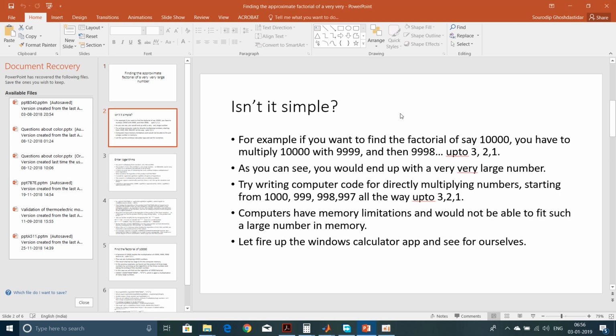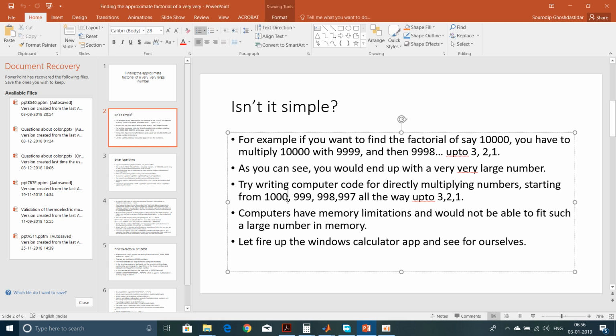So isn't it simple? For example, if you want to find a factorial of say 10,000, you just have to multiply 10,000 with 9,999 and then 9,998 all the way up to 3, 2, and 1. As you can see, you would end up with a very, very large number. If you try writing computer code for directly multiplying numbers from 10,000, 9,999, 9,998, 9,997, all the way up to 3, 2, and 1.